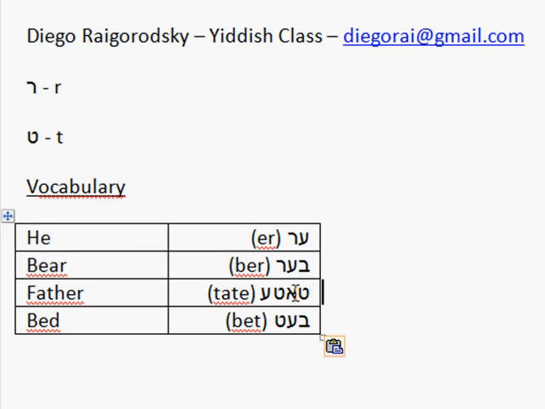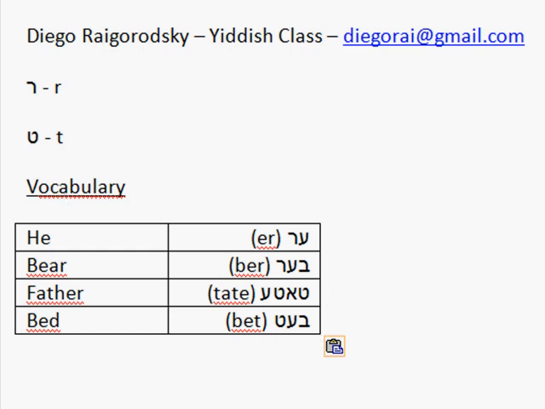Then we have tate, the tate is the father. The tate is the husband of the mame that we have already seen. And last one we have bet. Bet is bed, okay? Pay attention. In English we say bed with D, here we say bet, okay? With the T sound, this new sound that we have seen.